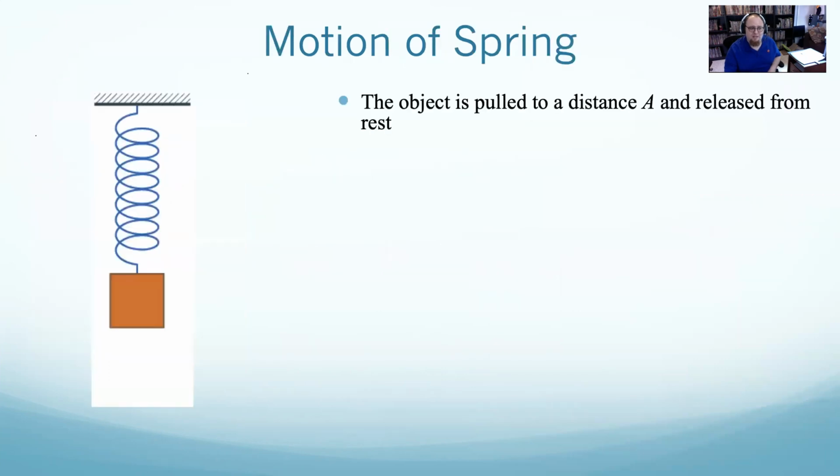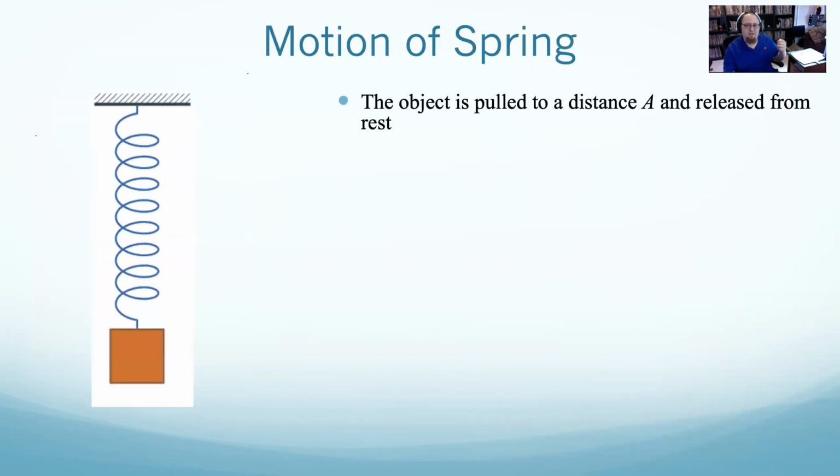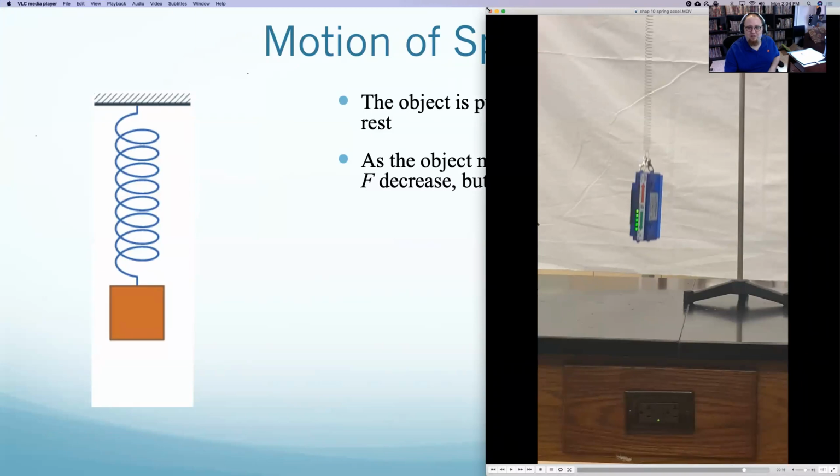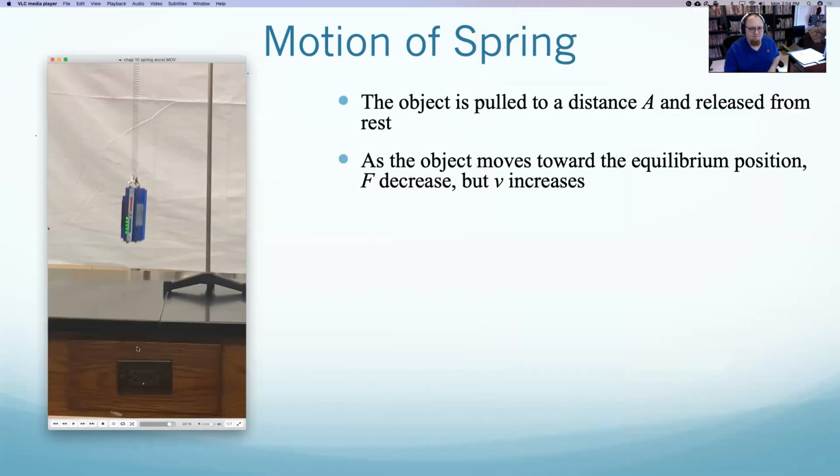So, let's say I take a spring and I pull it a distance A and release it from rest. What's going to happen? I have this GIF going on here, but let's instead just do it with this guy. It's going to start at rest. I put it at distance A, and then I let go.